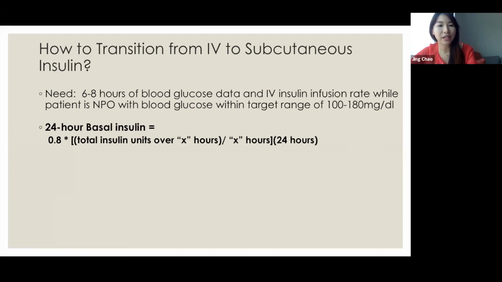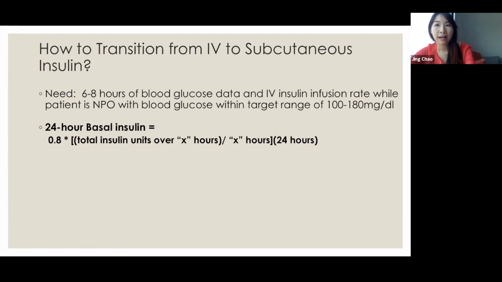24-hour basal calculation is for the 6 to 8 hours, you add up all the insulin units infused from the IV insulin divided by the total hours that lapsed. And then that gives you the unit per hour rate. You then multiply that by 24 hours for a 24-hour requirement. So now that you have a 24-hour requirement, you will then need to decide whether you want to take a 20% reduction or not. That's what the point A is.